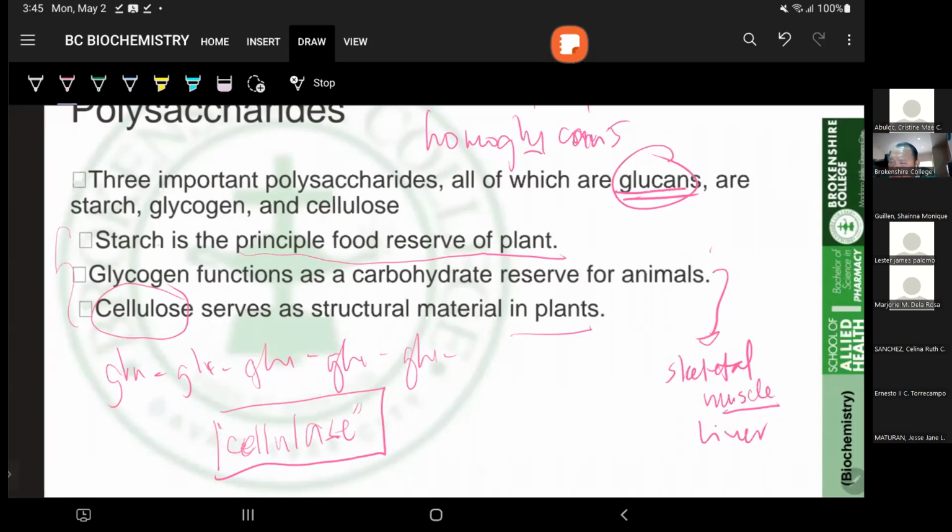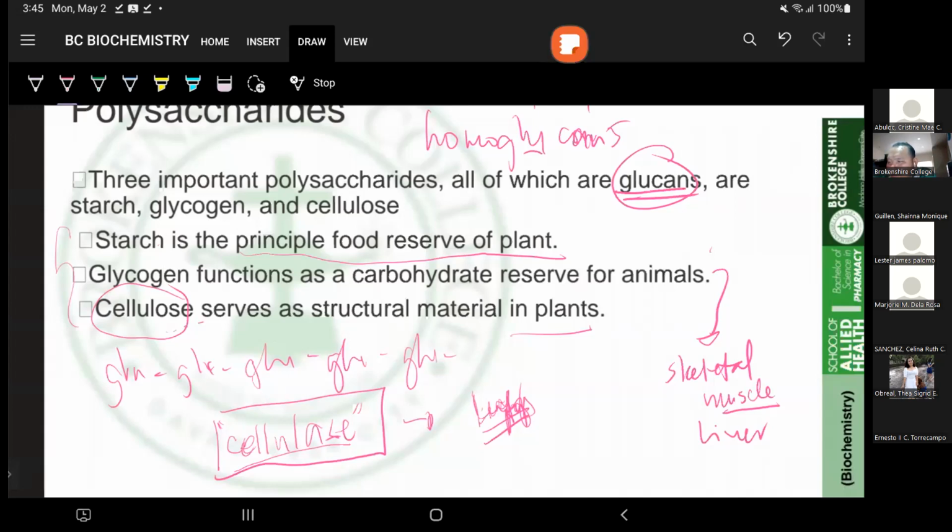Since our body is not capable of producing much of that cellulase, pag magdumi tayo, still, nandun pa rin yung parang leafy structure. Have you observed that one? Bakit buo pa rin yung green leafy vegetable na yan when we eat it? Kasi nga, lack tayo ng cellulase. Who can break down cellulose to glucose? Do you follow? Naintindihan ba?